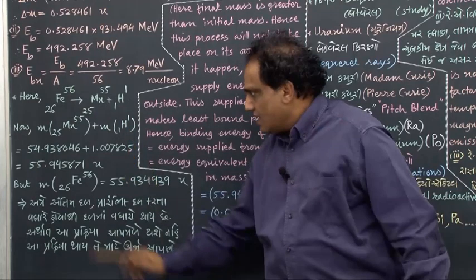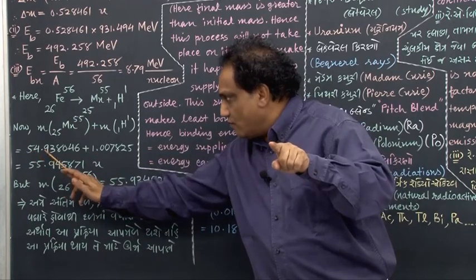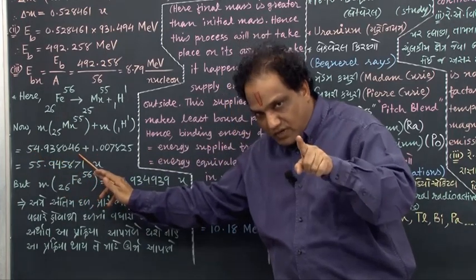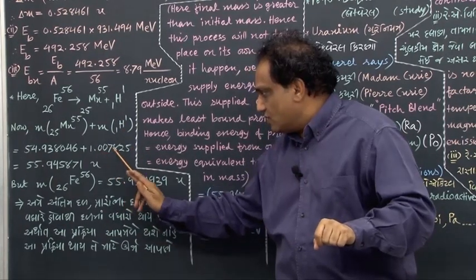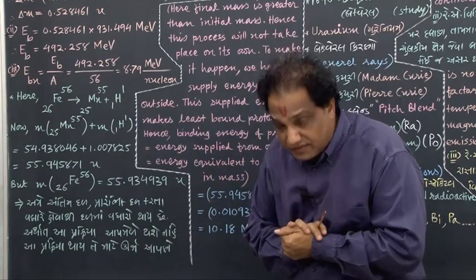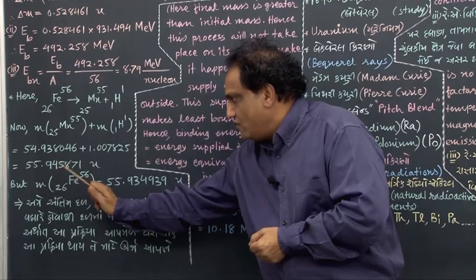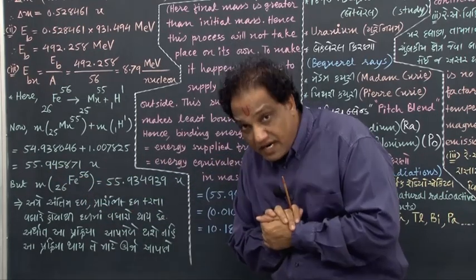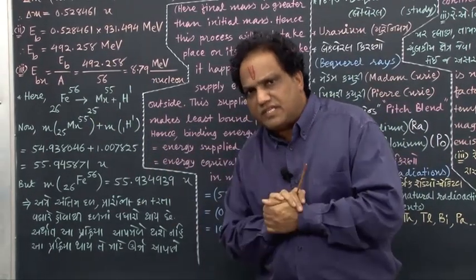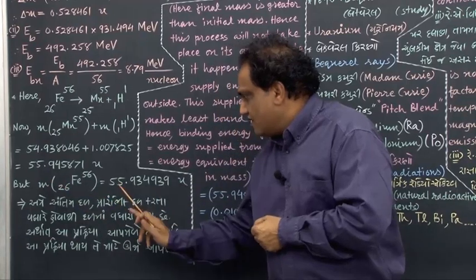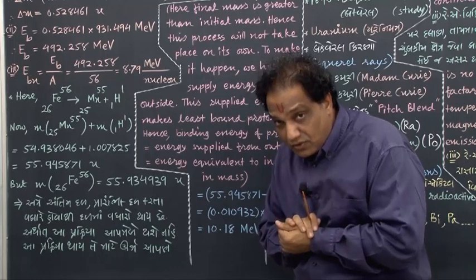Okay, let us find out. Mass of this manganese nucleus you are given in the statement: 54.938046 atomic mass unit. Mass of one proton in a free state you are given in the statement: 1.007825 atomic mass unit. And this summation comes out to be 55.945871 atomic mass unit. Now tell me, what is the mass of this ferrous nucleus? You are given in the statement. Mass of ferrous nucleus is 55.934939 atomic mass unit.